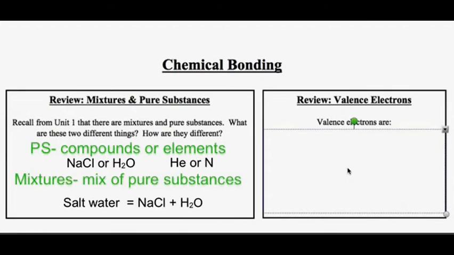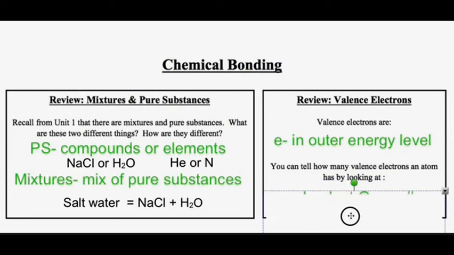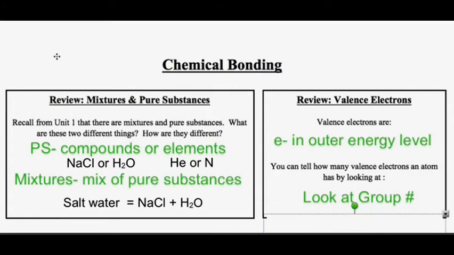Valence electrons. Valence electrons are electrons in the outer energy level. Now, why would I have an E with a minus? Because electrons have a negative charge. How can you tell how many valence electrons an atom has by just looking at it? Well, we can't actually see an atom, but we can look at the periodic table. So if we look at the periodic table, we would look at the group number.